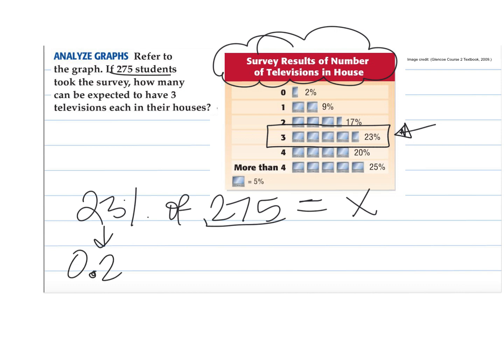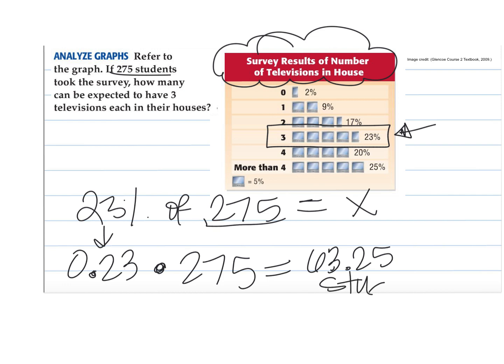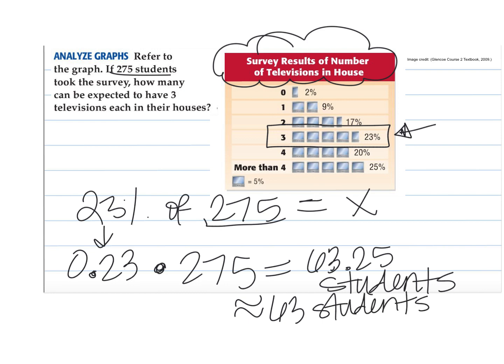So we write that as a decimal, 0.23, my goodness, times 275. We get 0.23 times 275 equals 63 and 25 hundredths students. We could leave it like that because that's like the average. Otherwise, we could round it down and say about 63 students out of the amount surveyed have 3 TVs in their house.